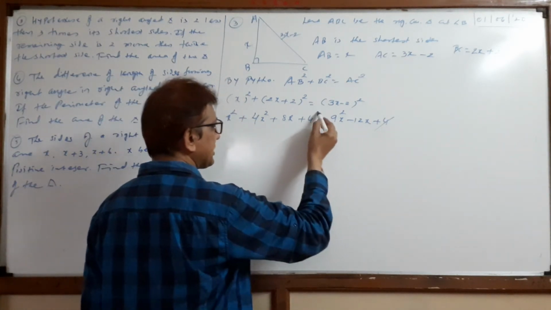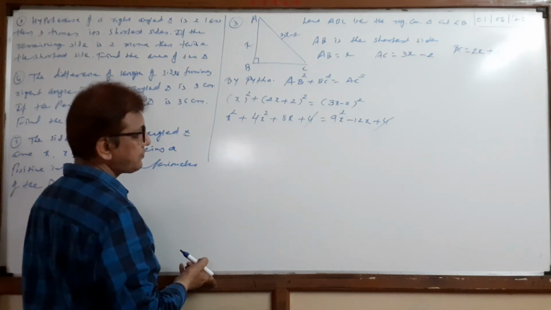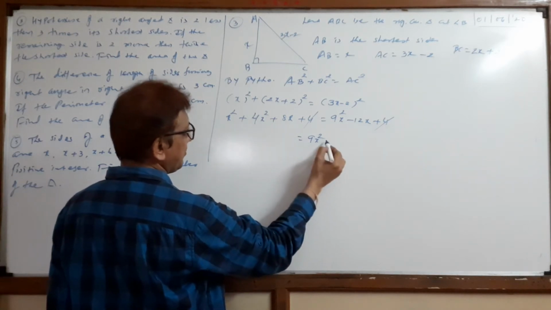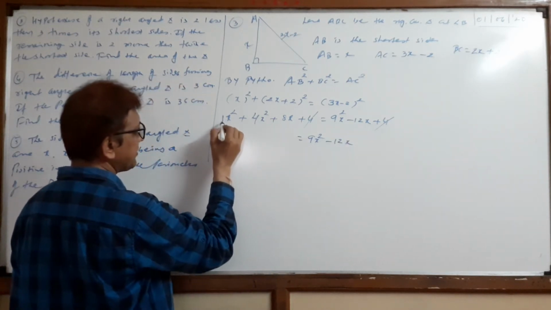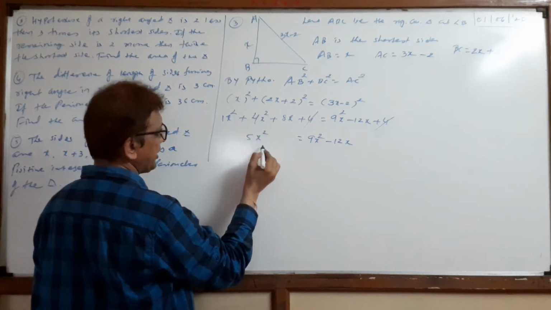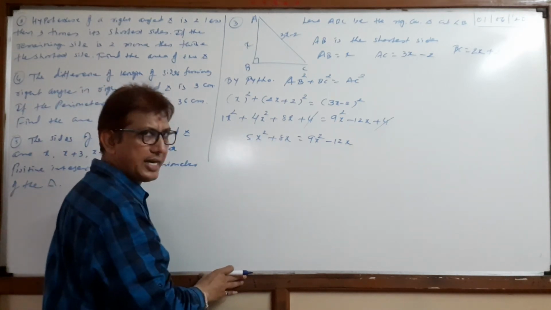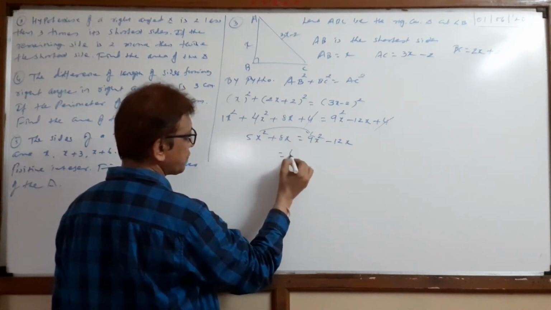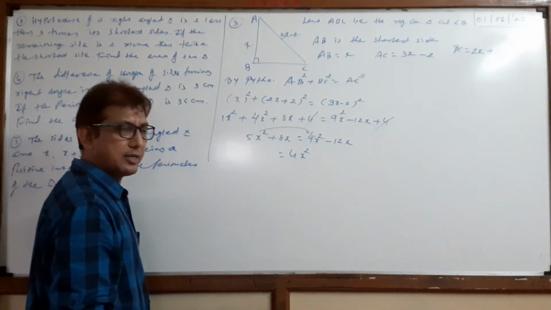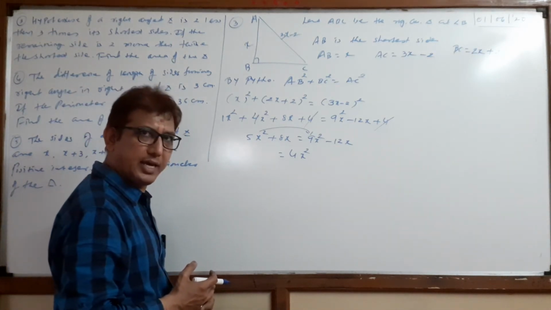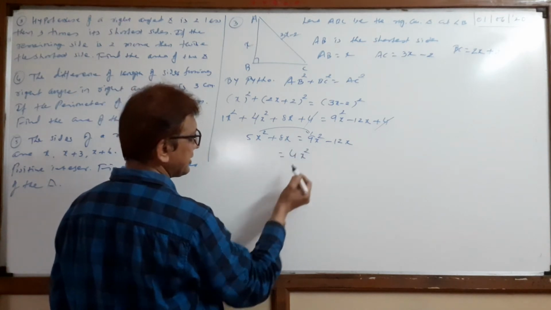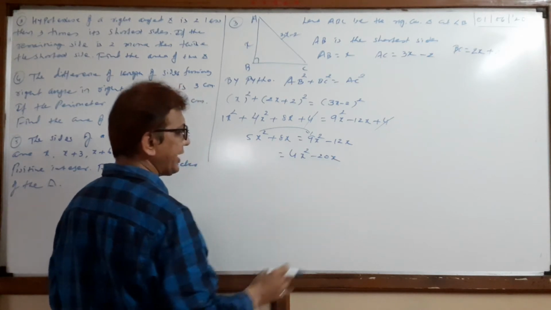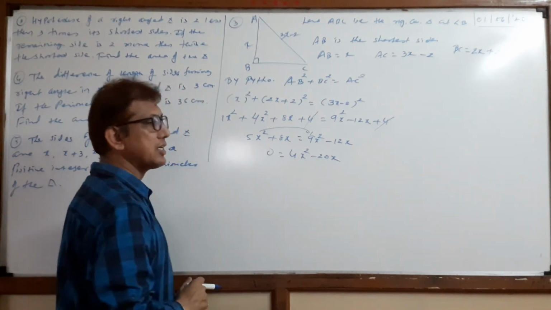Clear? Like terms are cancelled on the opposite side. Okay. Here 9x square minus 12x as it is, and on the left side 4 plus 1, 5x square plus 8x. Okay. Now 5x square on the right side, 9 minus 5, 4x square. Clear? 8x on the right side, minus 8x. So minus 12 and minus 8, minus 20x equal to 0.